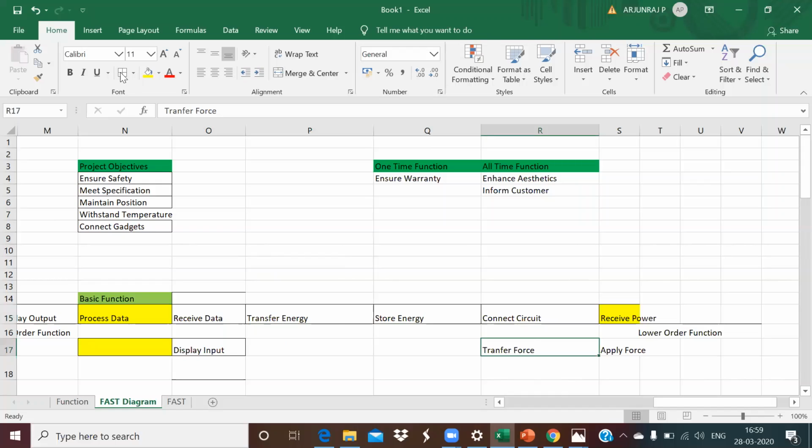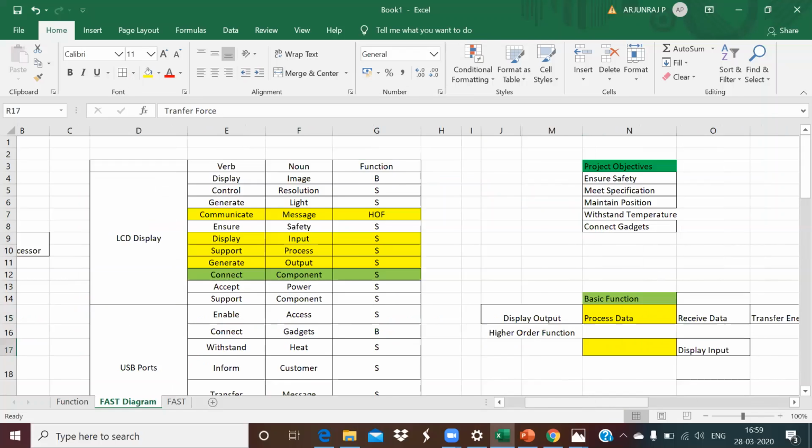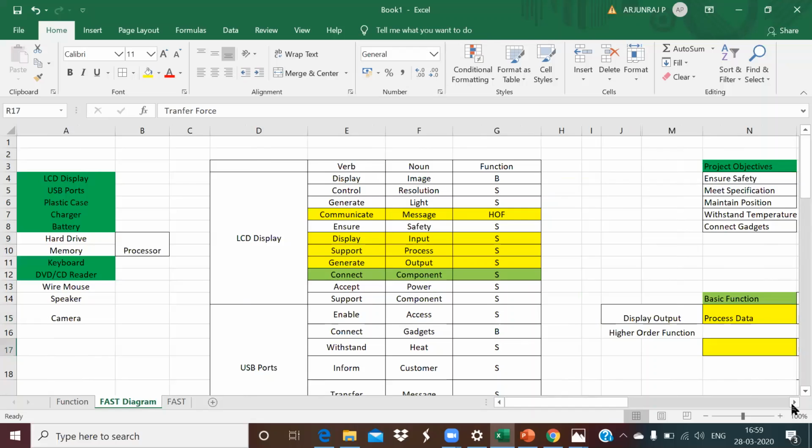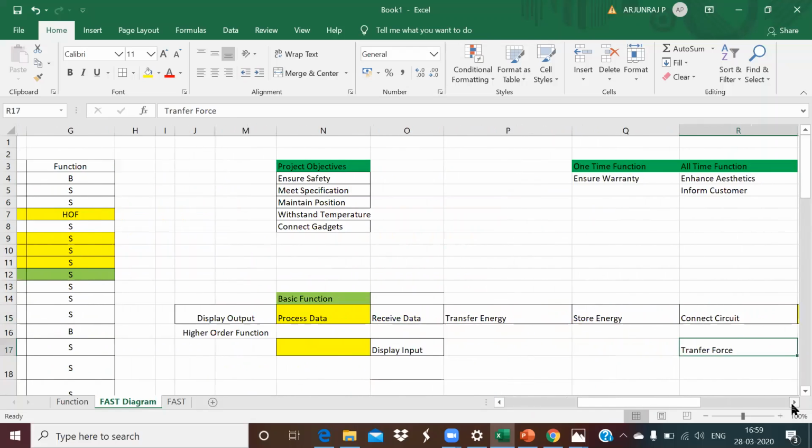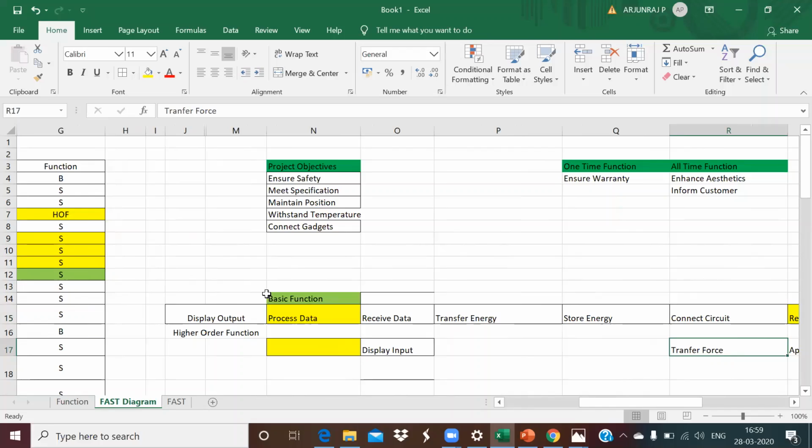Now we have a meaningful FAST diagram, right? So this is how you need to create the FAST diagram. And if any unwanted functions are there, you can eliminate them. For displaying output, the company is not going to spend money. So process data is the basic function of the laptop. How to process data? By receiving data and also by displaying input.